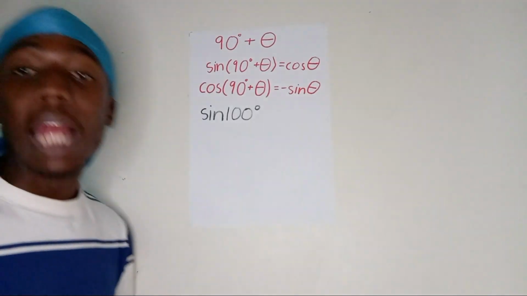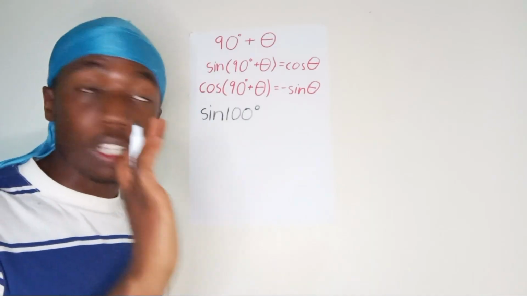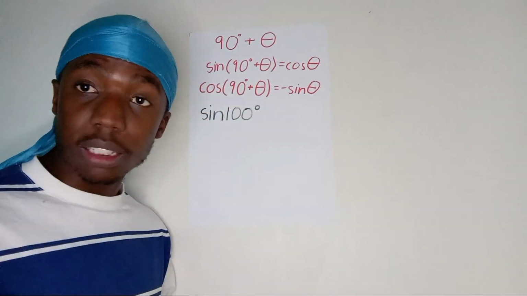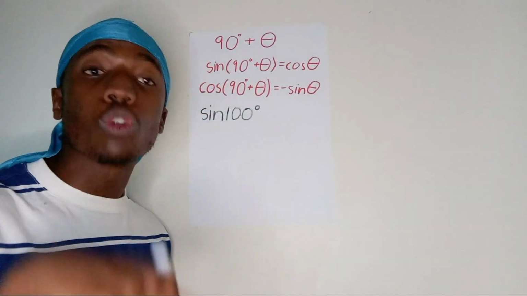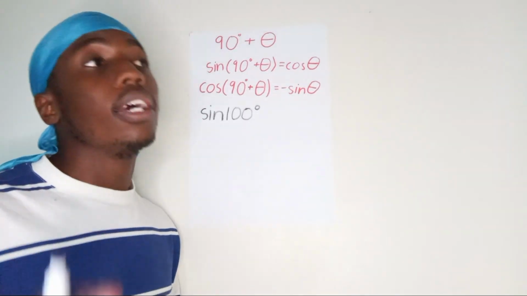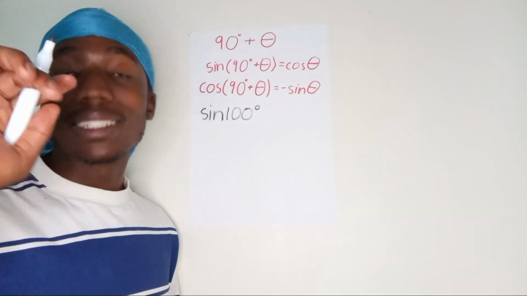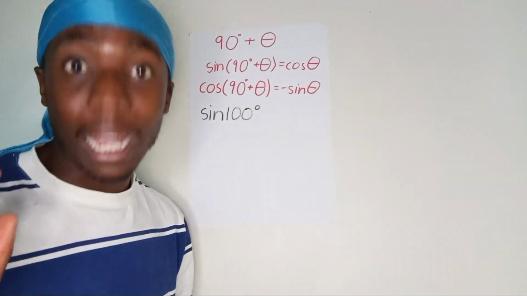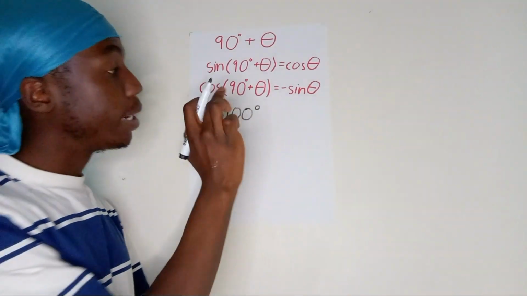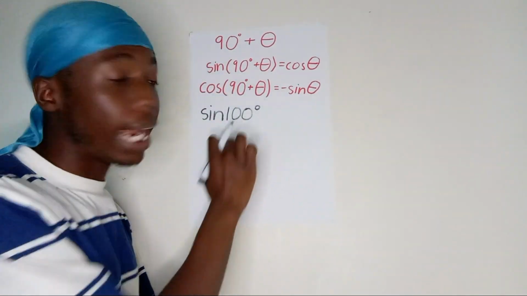Sine 100. Now, when you reduce sine 100, how are you going to do it? Before we get to that, which quadrant is it in? Comment it down below, which quadrant is this in? It's obviously the second quadrant, right? Whatever is in the second quadrant is going to be 180 minus that angle. It's going to be 180 minus something to get 100. So what is 180 minus to get 100?